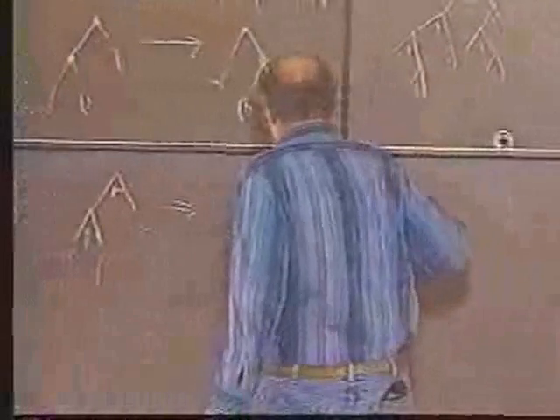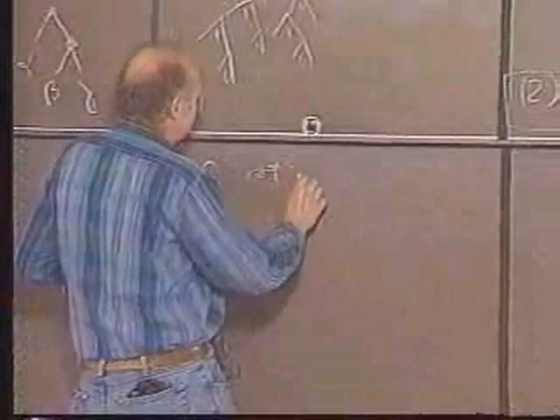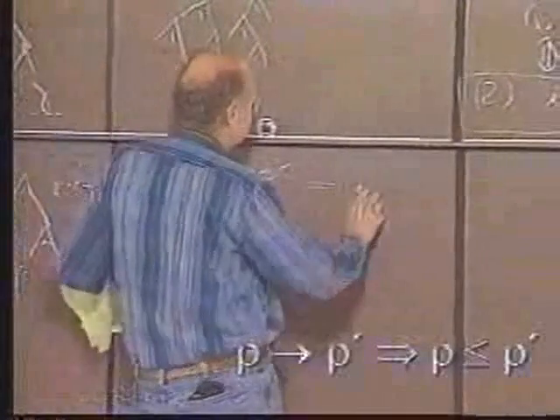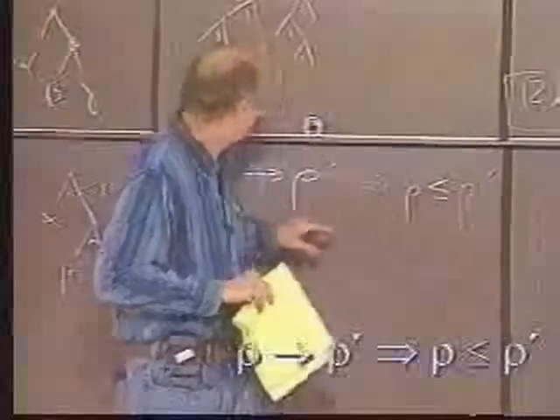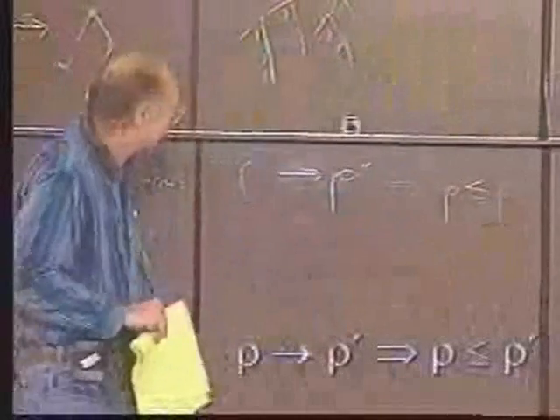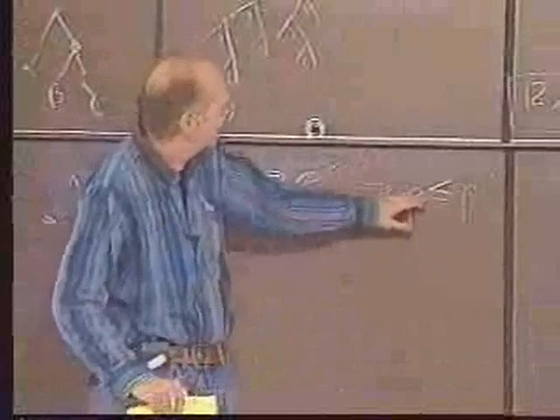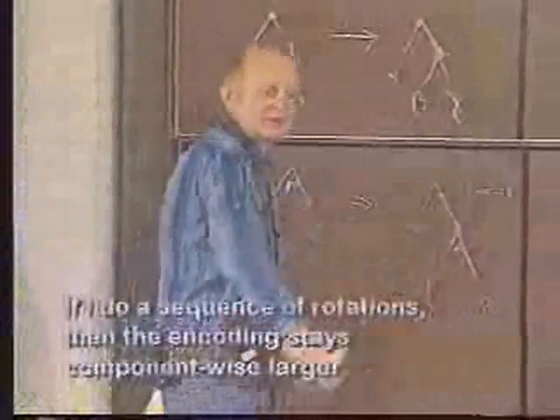Okay, so certainly, if rho represents some tree, and then I rotate, and rho goes to rho prime, then it's true that rho is less than or equal to rho prime component-wise. Here rho stands for a sequence of numbers, like 10103101, and I do a rotation, any rotation whatsoever in that tree. Whatever I get, the first component of rho is less than or equal to the first component of rho prime, the second component less than or equal, and so on. In fact, it's going to be equal everywhere except in one place. So it's quite clear then that if I do a sequence of rotations, it stays component-wise larger. Okay.